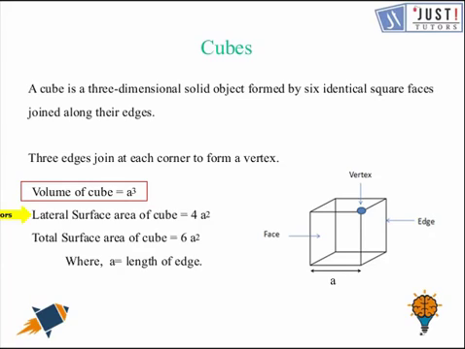Then we have lateral surface area. That means we will not include the area of the top and the bottom surface. So the formula to find the lateral surface area of a cube is 4a squared. The total surface area, this time we are going to include all the faces. So there are 6 faces in a cube. So the area is 6a squared. And as we know, a is the length of the edge.